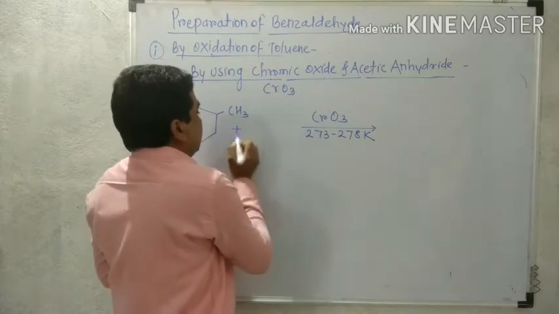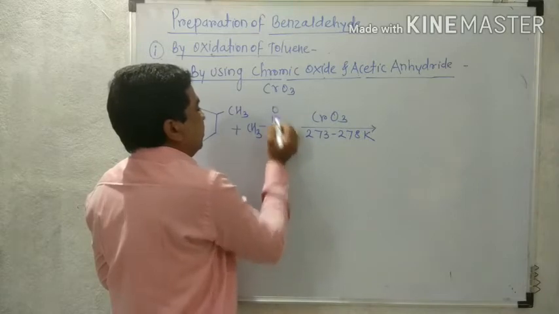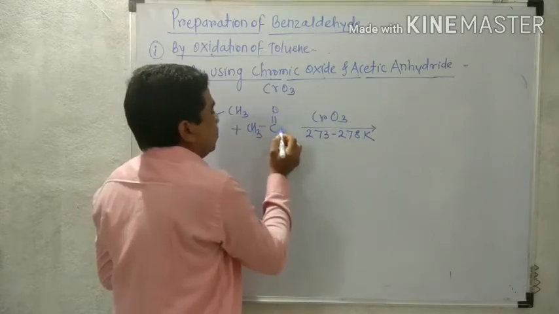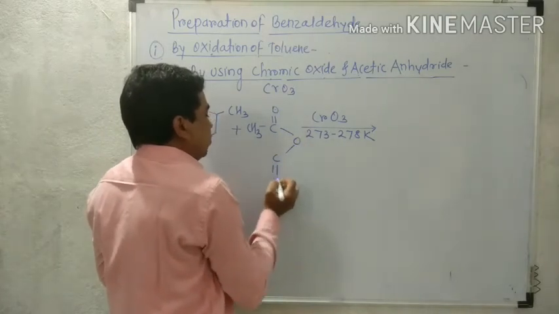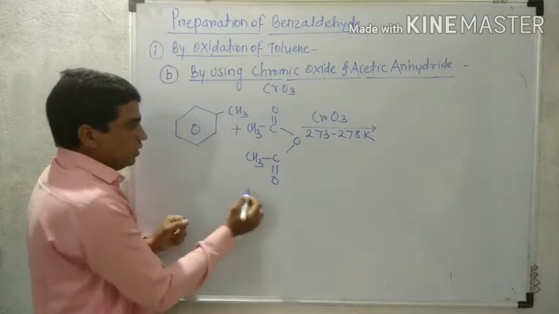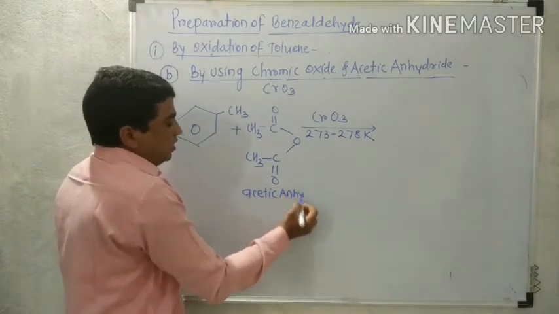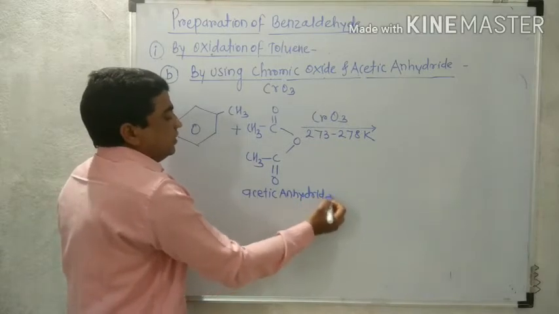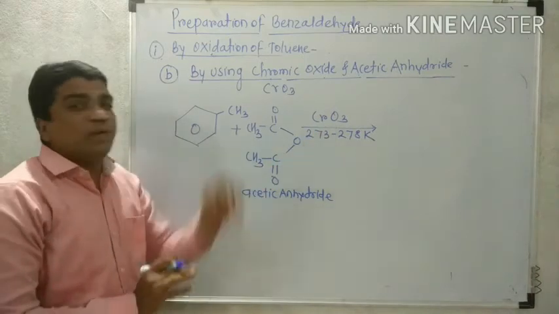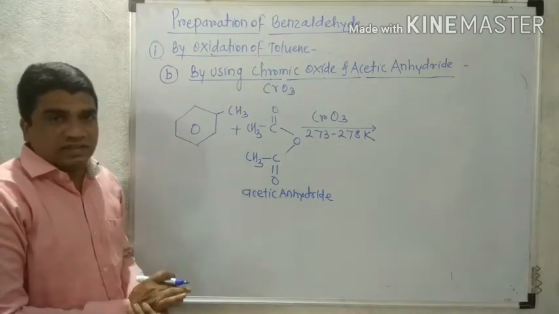Here is the reaction with acetic anhydride. We know the structure of acetic anhydride, CH3CO-O-CO-CH3, with a C=O double bond. In this reaction, acetic anhydride acts as a reagent and chromic oxide acts as an oxidizing agent or catalyst.